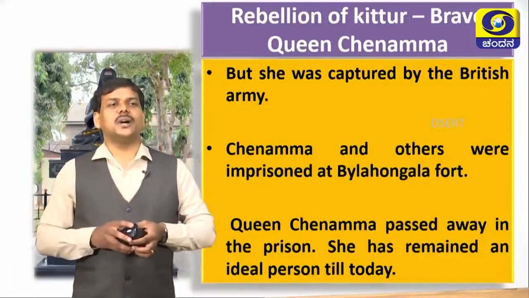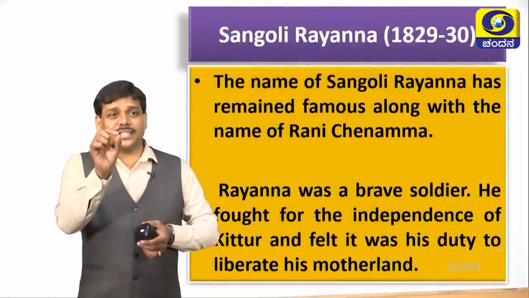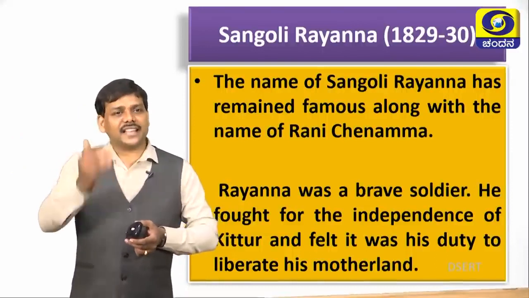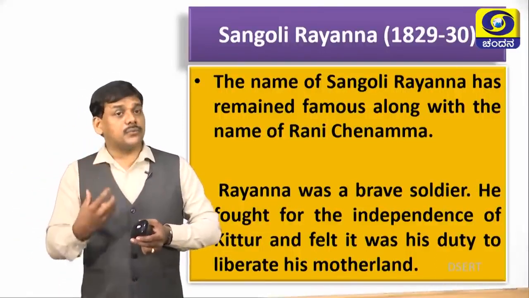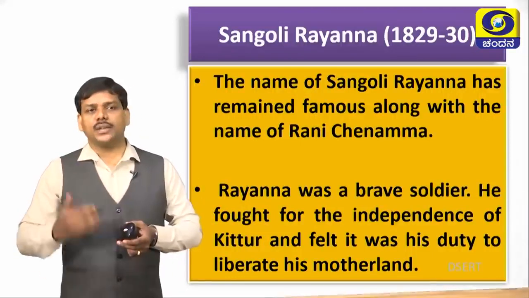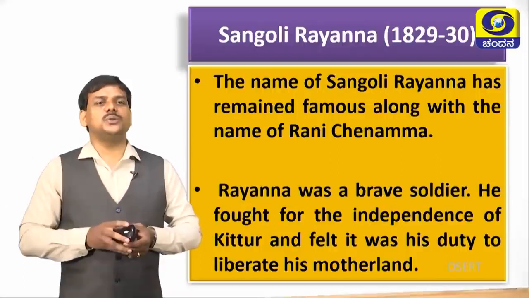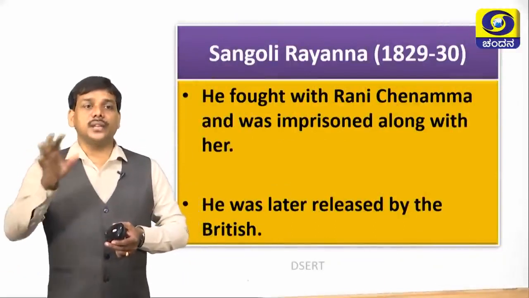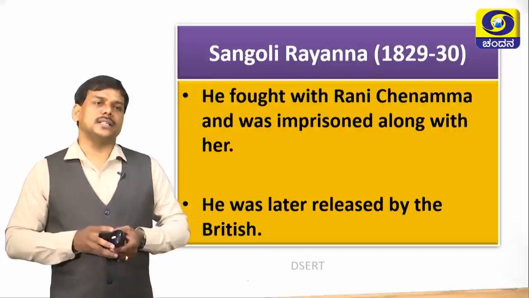Now let us move to another important concept, that is Sangolli Rayanna. Sangolli Rayanna also fought against the British between 1829 to 30. The name of Sangolli Rayanna has remained famous along with the name of Rani Chennamma. Rayanna was a very brave soldier and he fought for the independence of Kittur, and he felt that it was his duty to liberate his motherland. He fought with Rani Chennamma, but he was imprisoned along with her. But later he was released by the British.